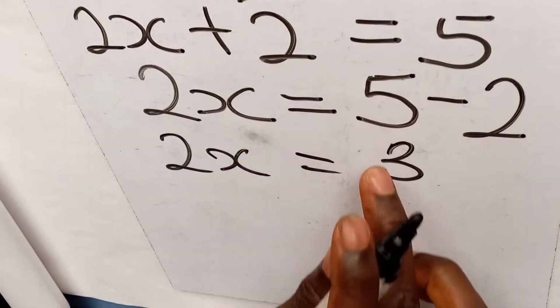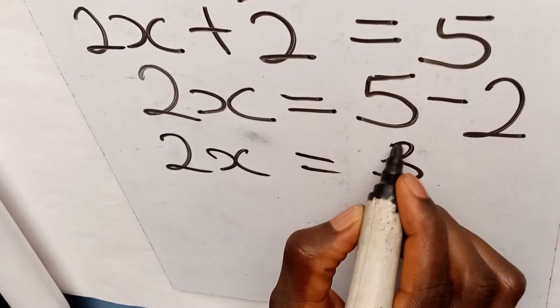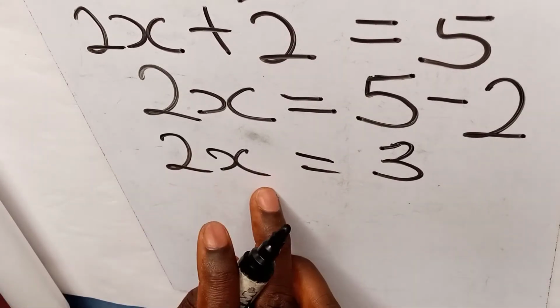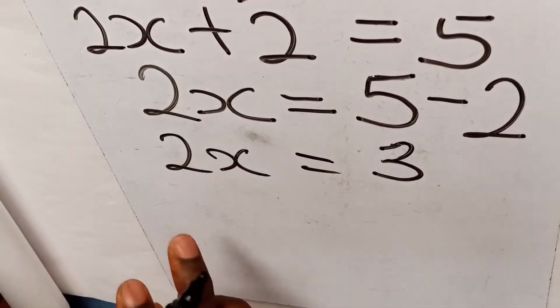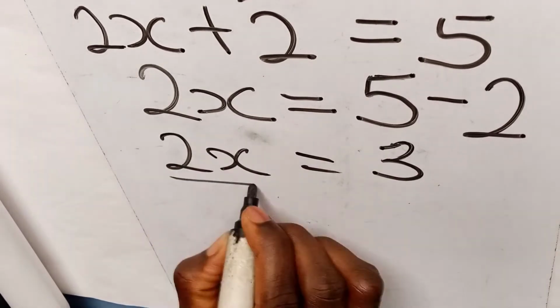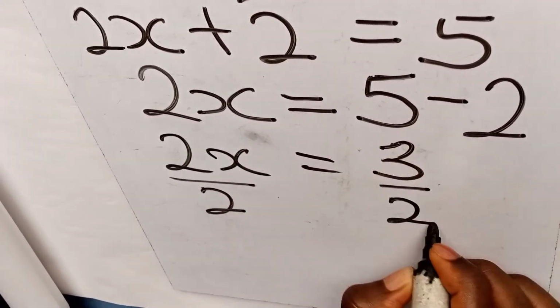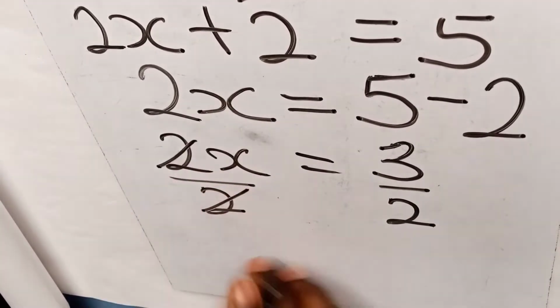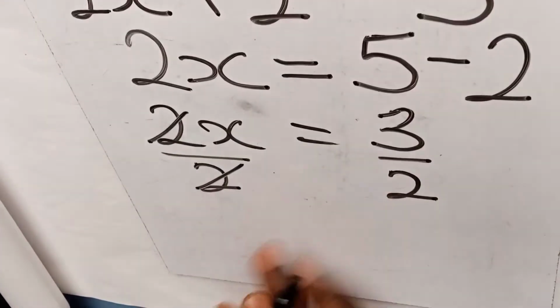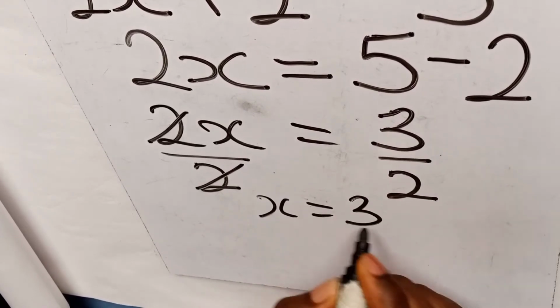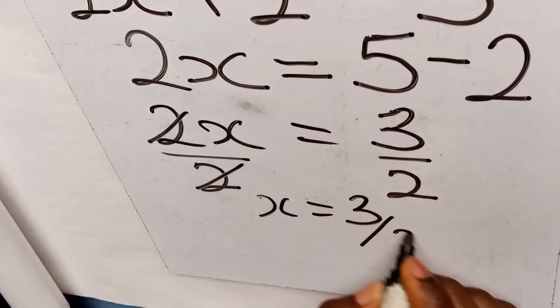3. Now we don't want 2x, we want x. So what are you going to do? We divide both sides by the coefficient of x, and that is what? 2. Okay, so divide this one by 2. We divide this one too by 2. So x gives us what? x is equal to 3 out of 2.